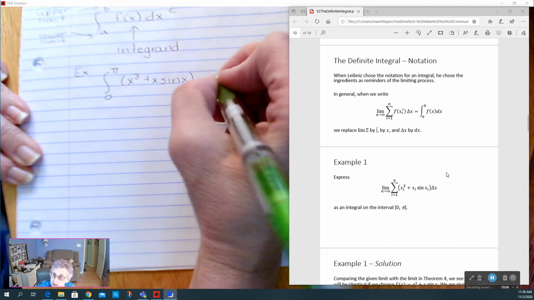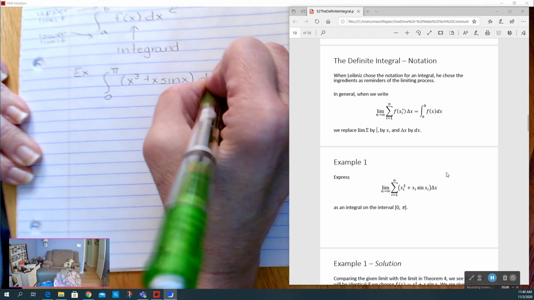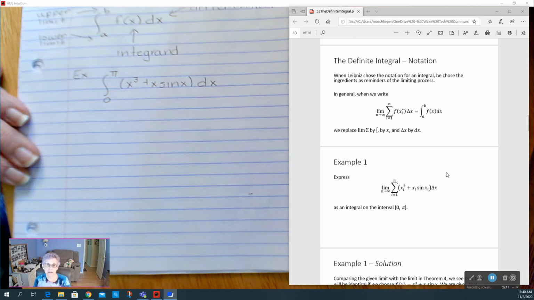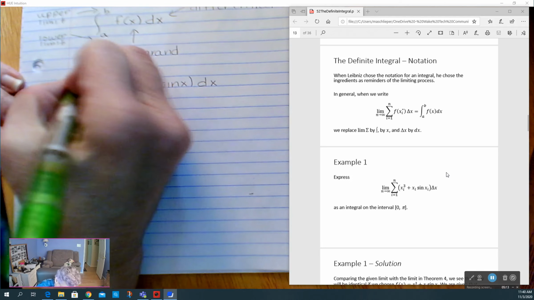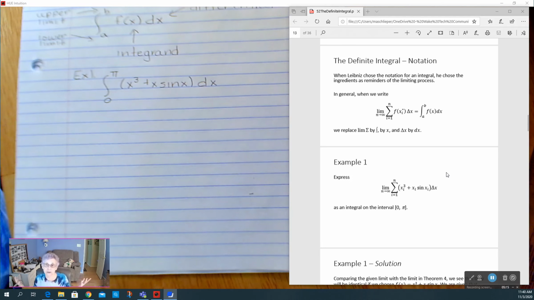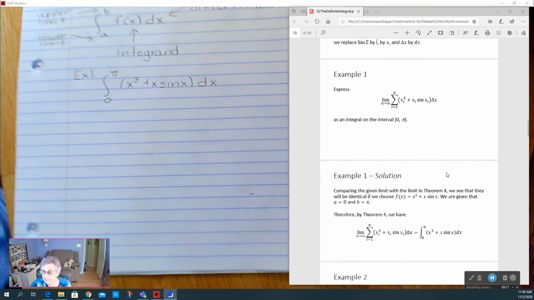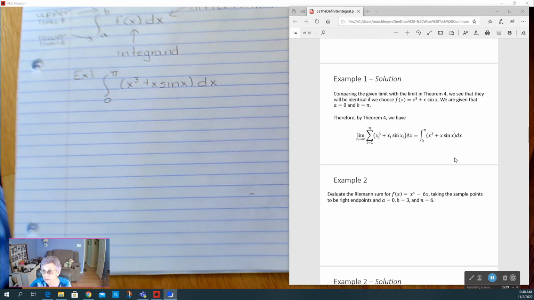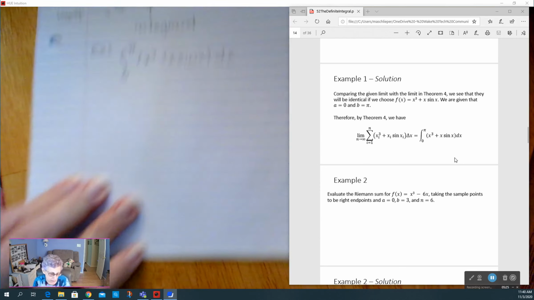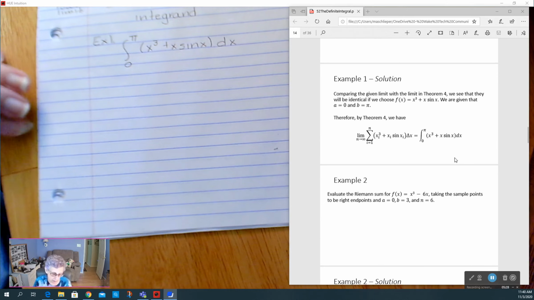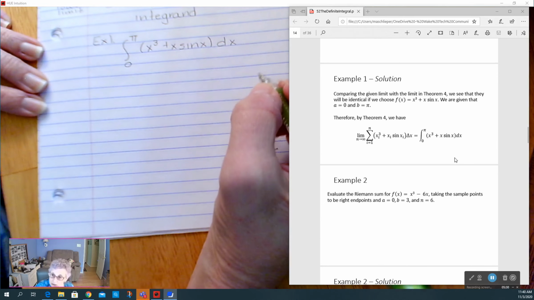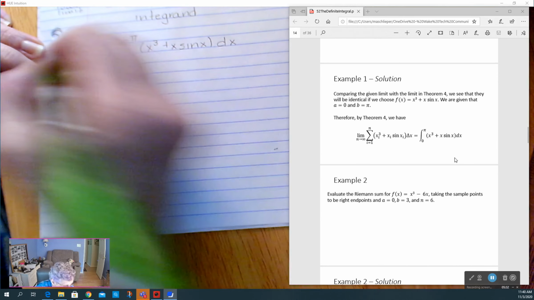sine of x, delta x becomes dx. Told you it was easy. That's it. That's your answer. There it is in print. Okay, now I think that's enough for our goal number 1, converting Riemann sums to integrals. Let's go on to example 2.